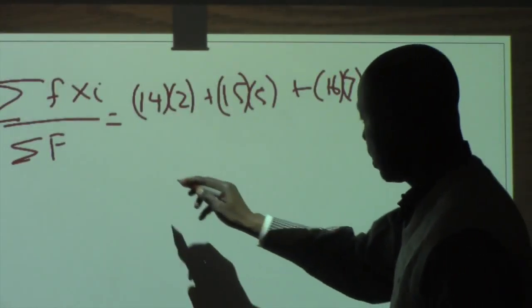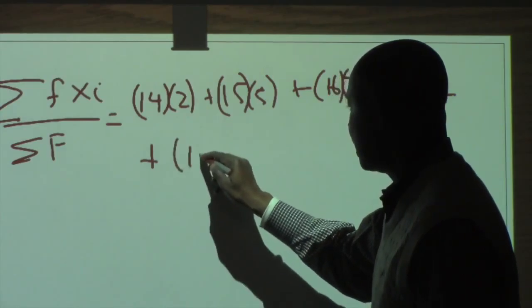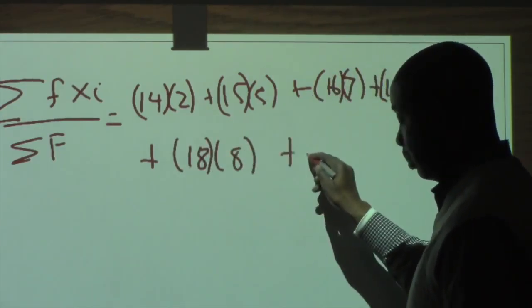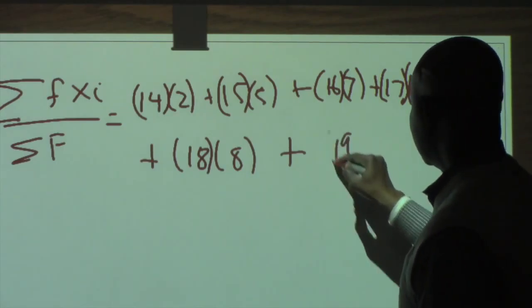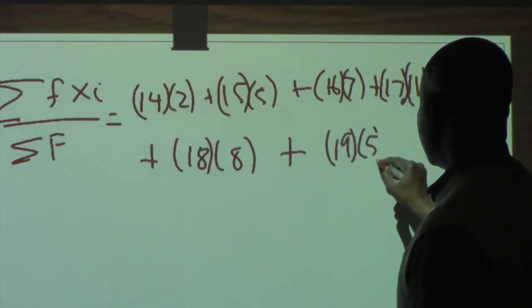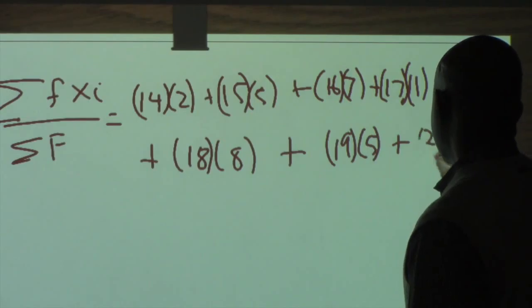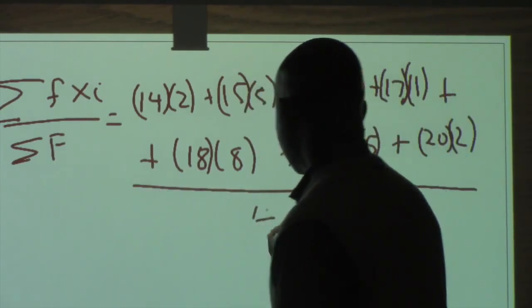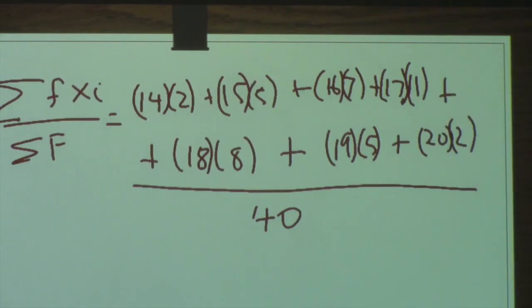Plus we have 18, a frequency of 8, plus 19, a frequency of 5, plus 20 and a frequency of 2. So we'll divide all of that by what? 40, because the total we had was 40.